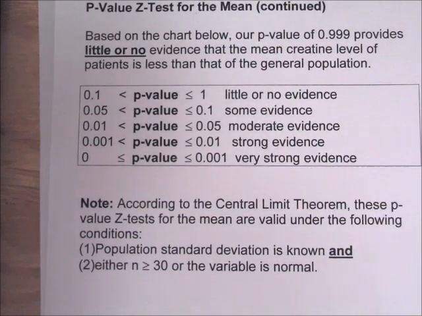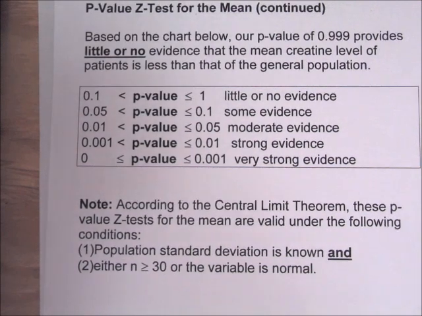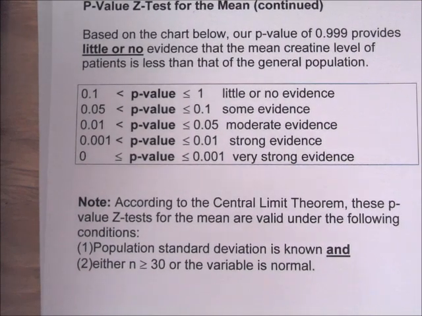According to the central limit theorem, these tests are valid if the population standard deviation is known and either n is at least 30 or the variable is normal. And that concludes this presentation.